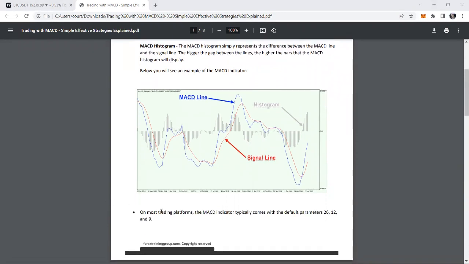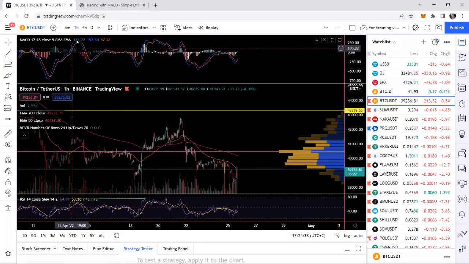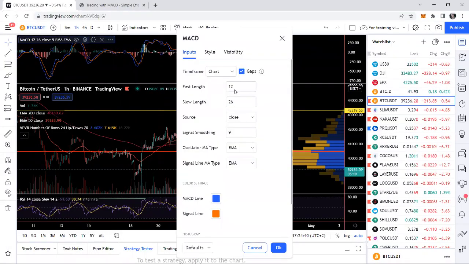So on most trading platforms, the MACD indicator typically comes with the default parameters 26, 12, and 9. So if you go to your TradingView and you go to settings, you will see over here 12, 26, and 9. So this is the standard. You don't need to change anything. It works very well on these parameters.